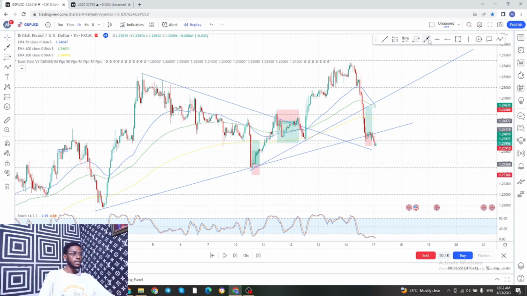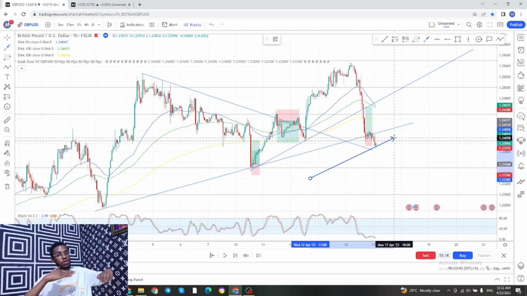Why? Because we're in a downtrend. Why are we in a downtrend? Because price has broken through these three moving averages, the 50, 100 and 200 day moving averages. So I wouldn't have taken this buy right here. I would have been waiting for price to push back to this trend line for me to get a sell, because we're trading below the moving averages, right? That's the rule for my strategy.